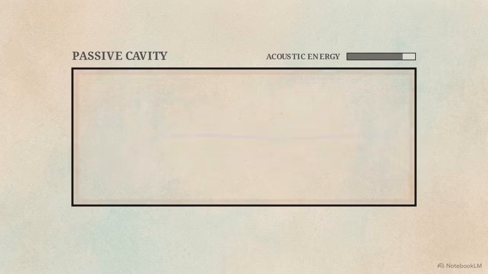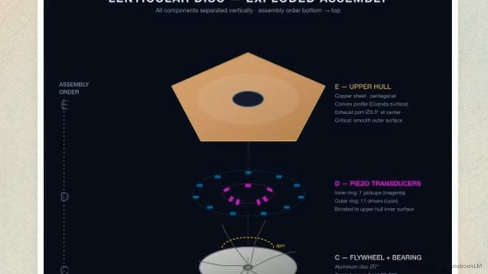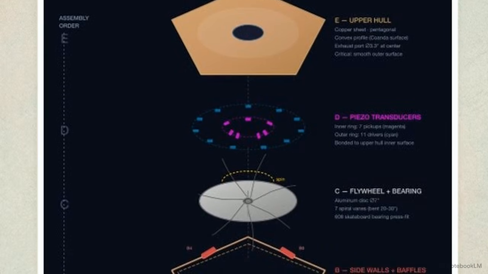In a passive cavity, vibrations naturally decay. The copper hull and the internal air absorb the sound, turning it into heat. To fight that dissipation, the lenticular disc uses a solid-state piezoelectric feedback loop bonded directly to the inner surface of the upper hull. We start with the signal capture phase. A ring of 7 pickup piezos actively samples the acoustic pressure field inside the cavity.